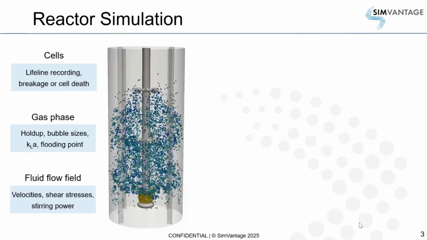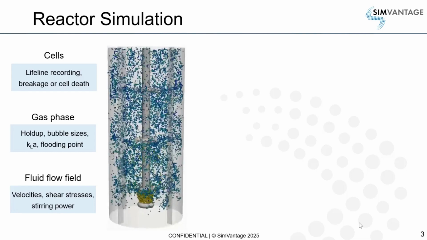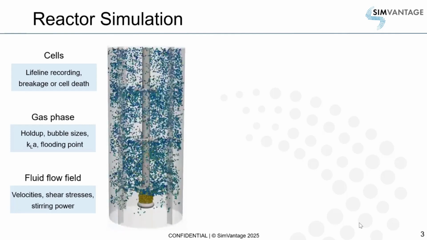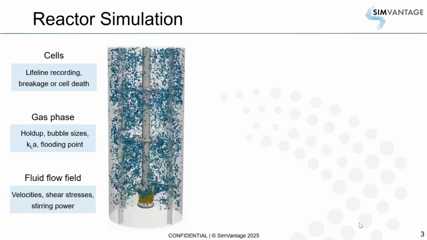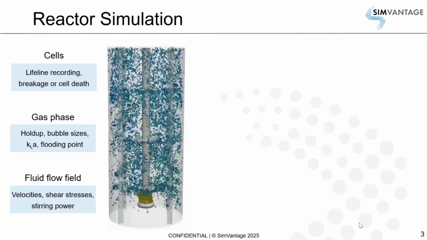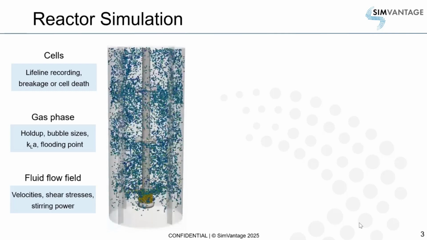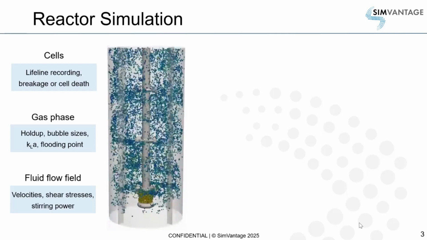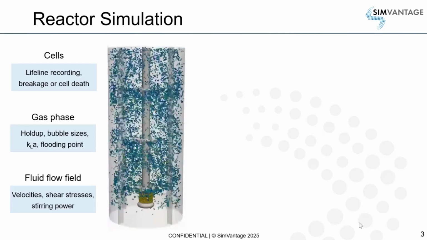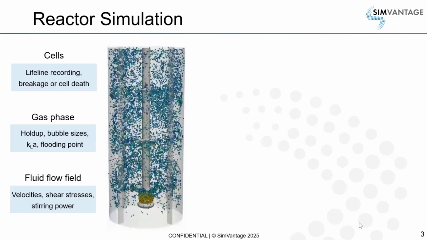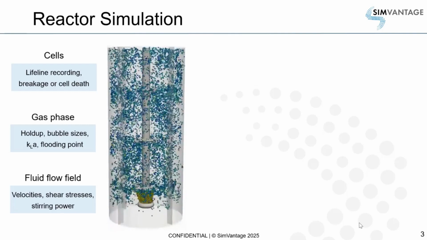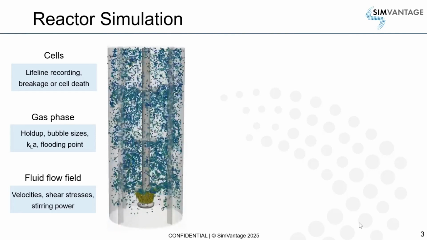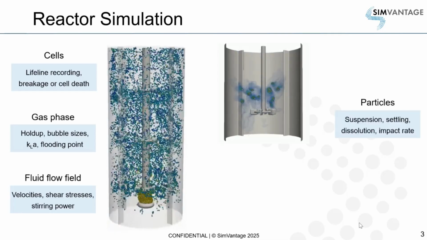And as it is a bioreactor, we can also introduce virtual cells, and these virtual cells can record their lifelines, so what they feel when they float through the reactor. And with these statistics, you can then do a physical-based scale-up. We can also introduce breakage for fungal pellets, for example, or cell death when the shear rate is too high, and then determine the cell viability.